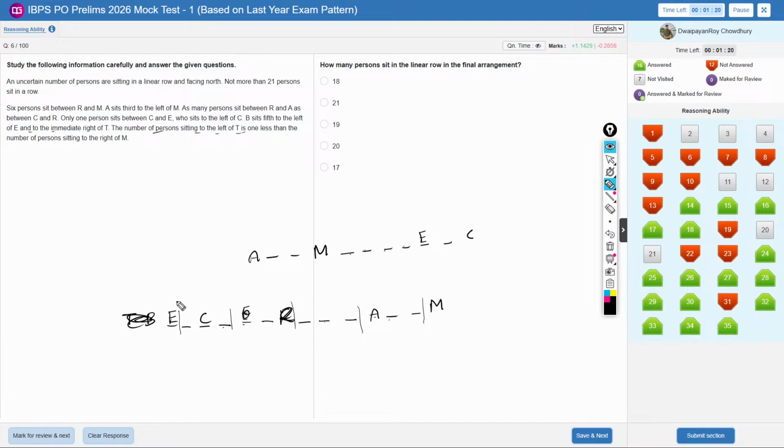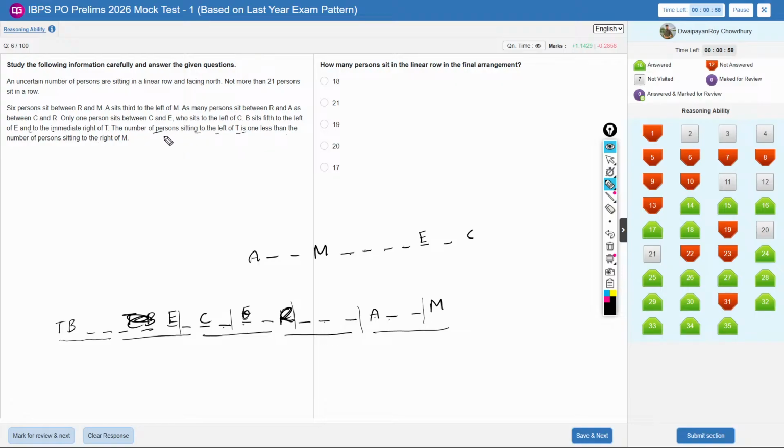Then it goes like fifth to the left. E. Fifth to the left. 1, 2, 3, 4. B. T. 3. Okay, so 4, 4, 412, 416, 420.